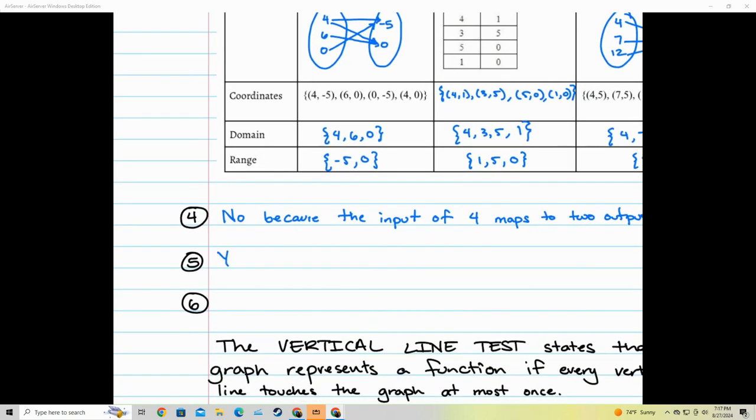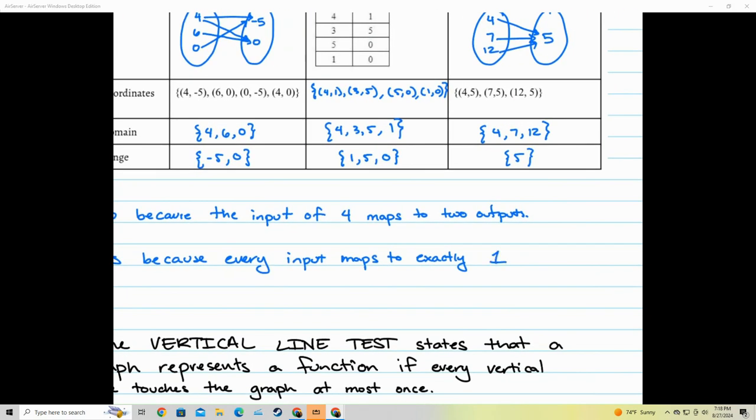Yes, because every input maps to exactly one output.